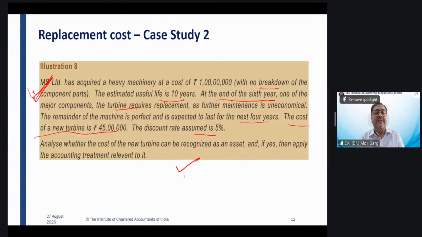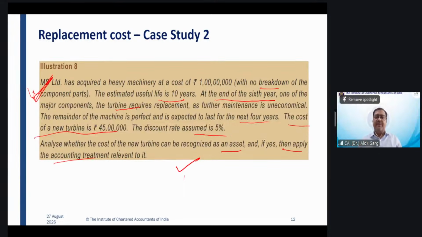Discount rate assumed is 5%. Analyze whether the cost of the new turbine can be recognized as an asset, and if yes, then apply the accounting treatment relevant to it. First of all, let's talk about the machinery. The machine has to be capitalized as PPE: machine account debit to bank account, 1 crore rupees.